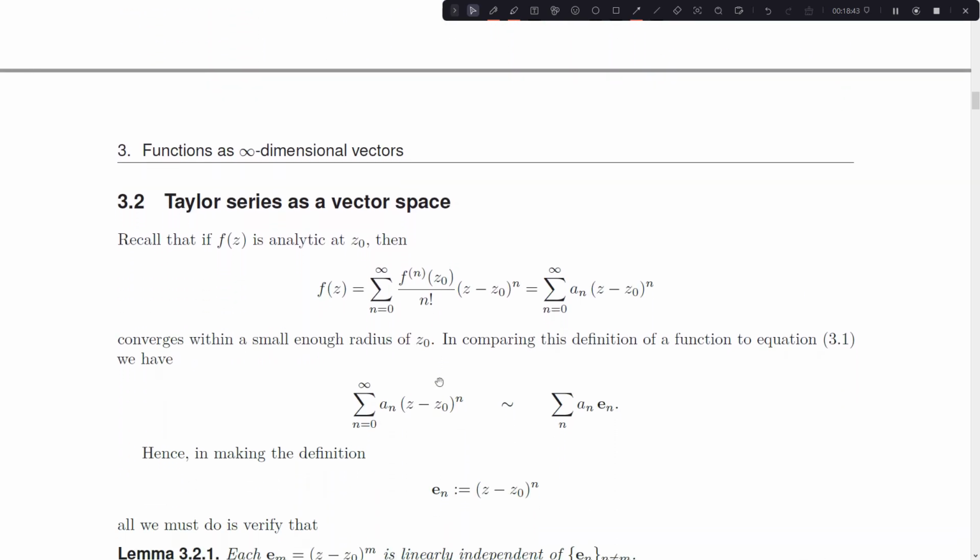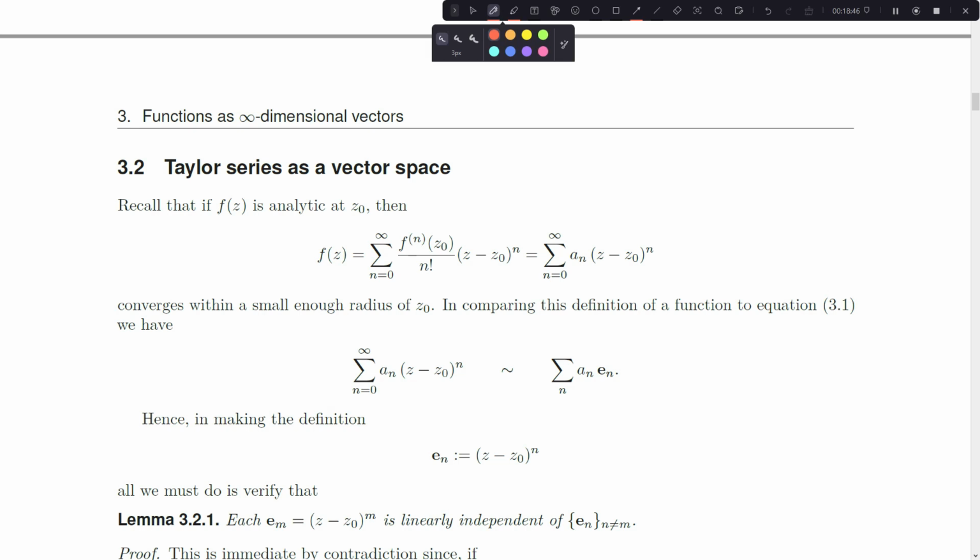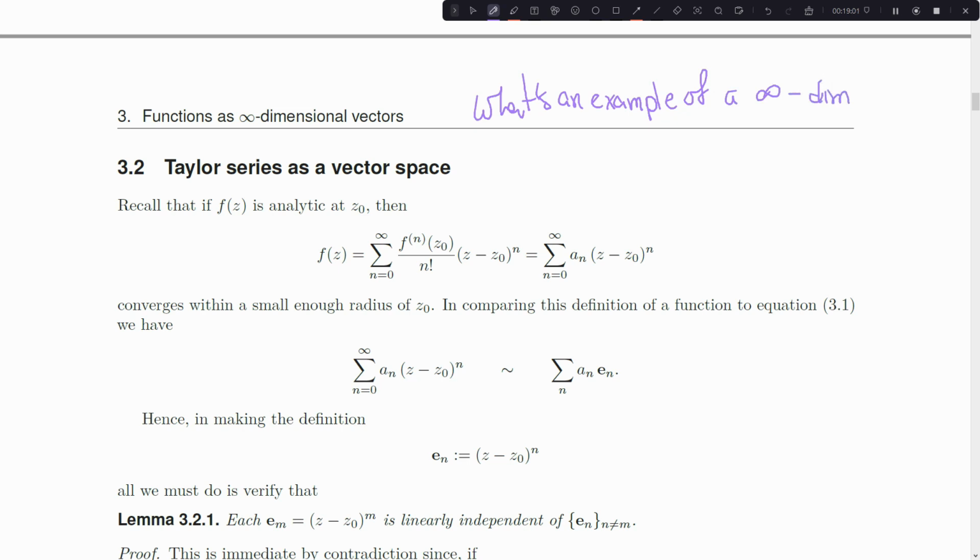And then we're going to move on to the Taylor series, right? So I just said we're concerned with these countably infinite vector spaces. You might ask, hey Evan, what's an example of a countably infinite dimension vector space?